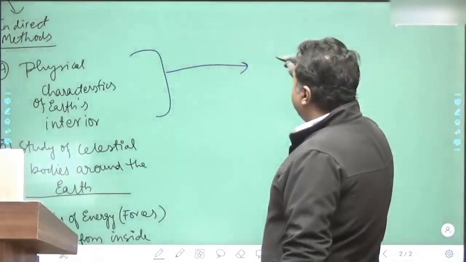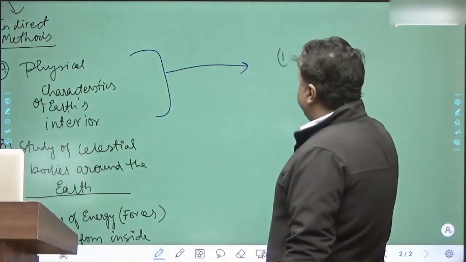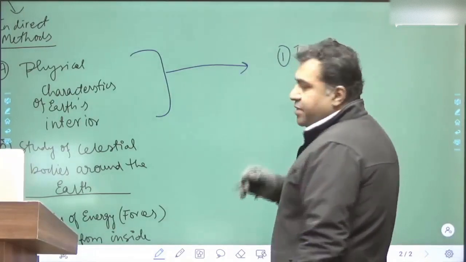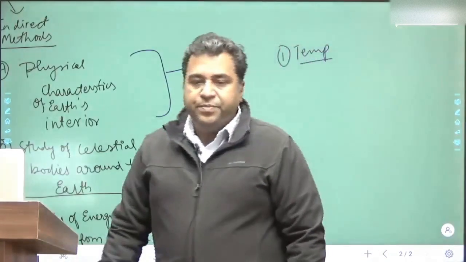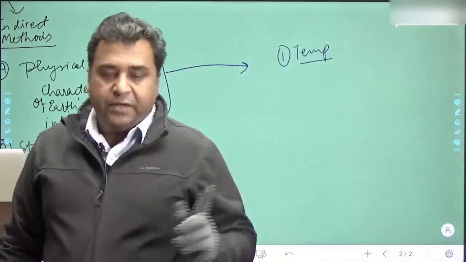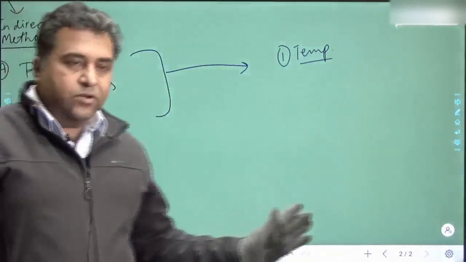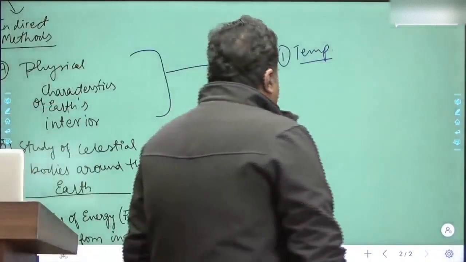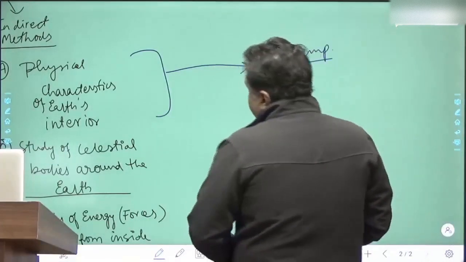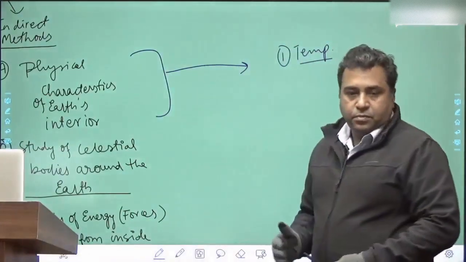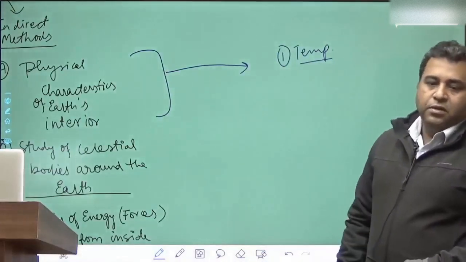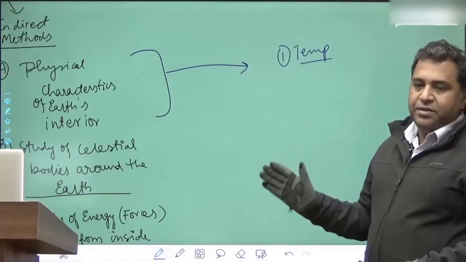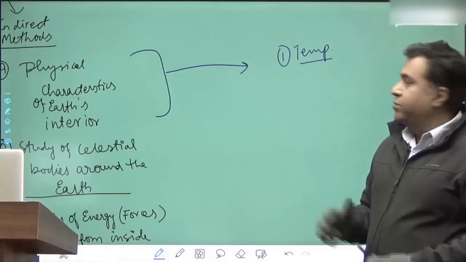So in the physical characteristics, the first one is the temperature characteristic. Temperature of earth's interior. Please do write, because I would not dictate all this. The things that I'm writing on the board, I won't dictate. I'm already doing the flow chart here. Where I will dictate, I'll tell you, but these things that I'm already writing on the board, I expect you to write down.